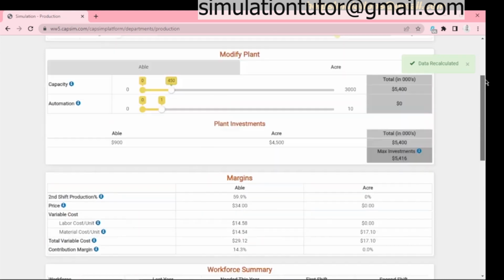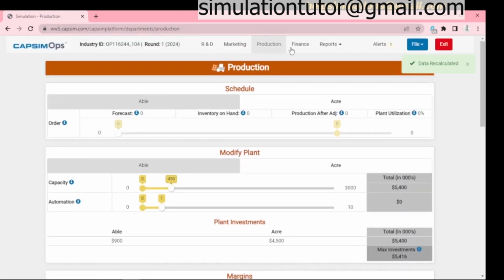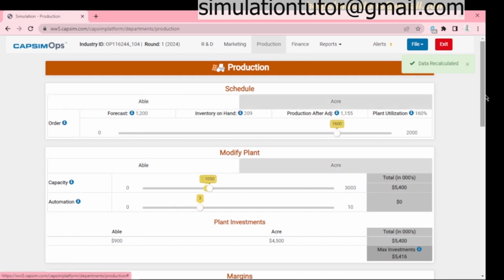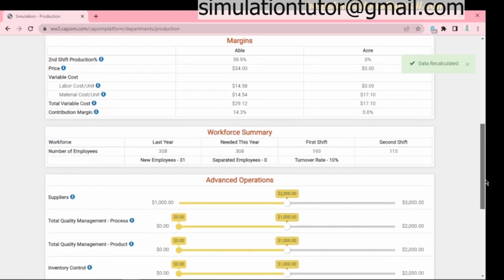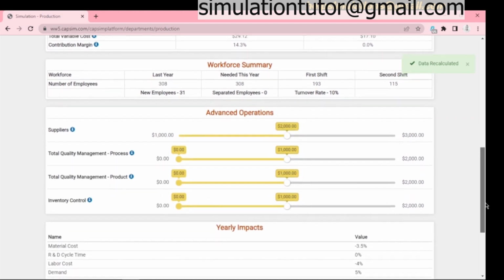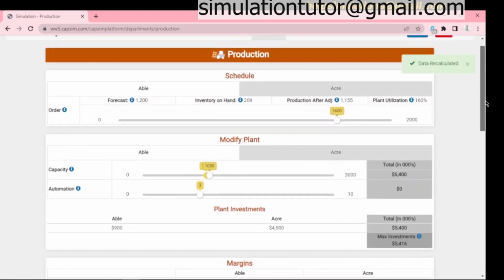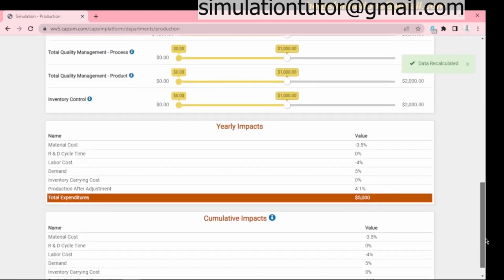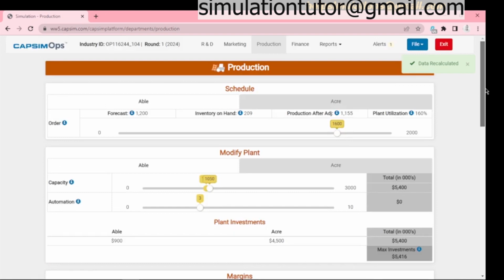Next, we'll move to finance, our finance page decisions. So for Able product, we also have, okay, the advanced operations have also impacted the decisions under the Able product. So I think we'll leave them this way. So next we'll move to finance, the finance page.